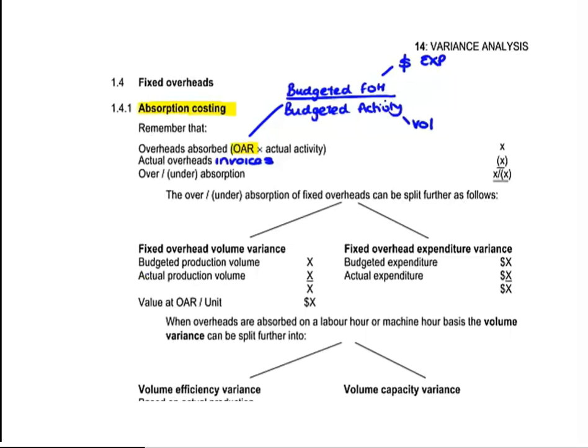So with the fixed overhead expenditure variance, it's simply budgeted expenditure compared to actual expenditure, and because it's in dollars, the difference will be in dollars. But when we're looking at the volume variance, we're looking at how many we planned to make compared to how many we did make. So we end up with a difference in units, and we value that at the budgeted overhead absorption rate per unit.